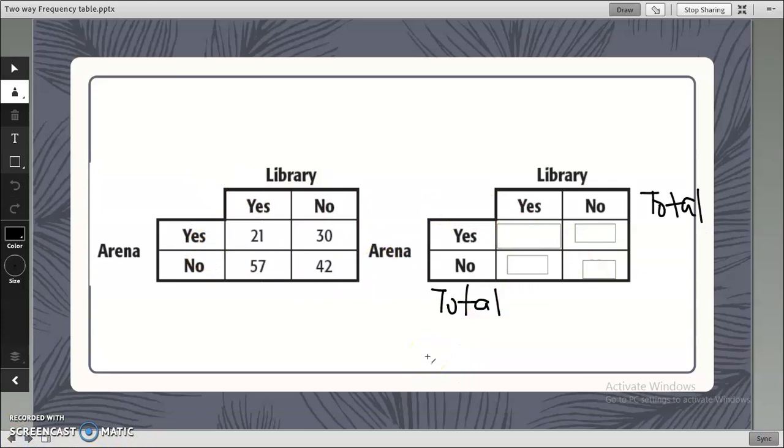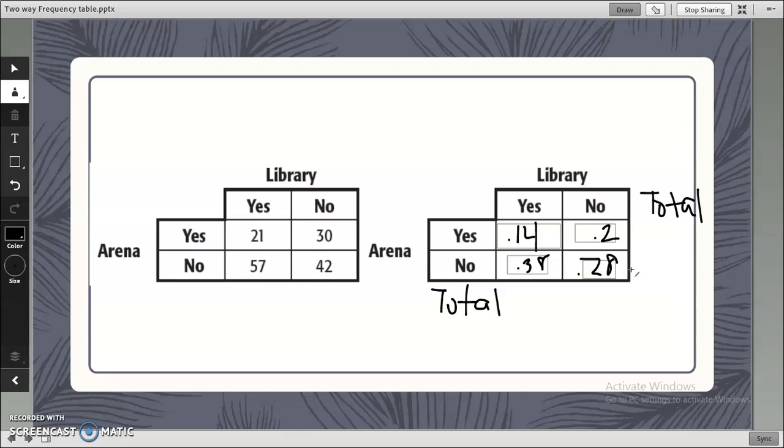Please feel free to pause the video and do it yourself first. I'm going to go ahead and get started. So 21 divided by 150 is 0.14. 57 divided by 150 is 0.38. 30 divided by 150 is 0.2. And 42 divided by 150 is 0.28. So here are my joint. Let's find the marginal. So I'm going to add them.